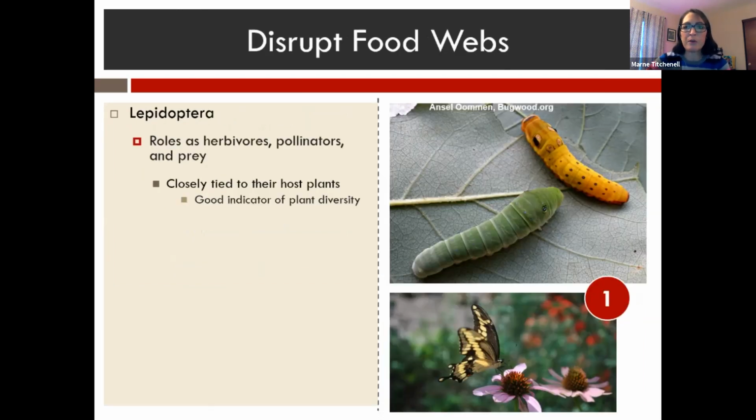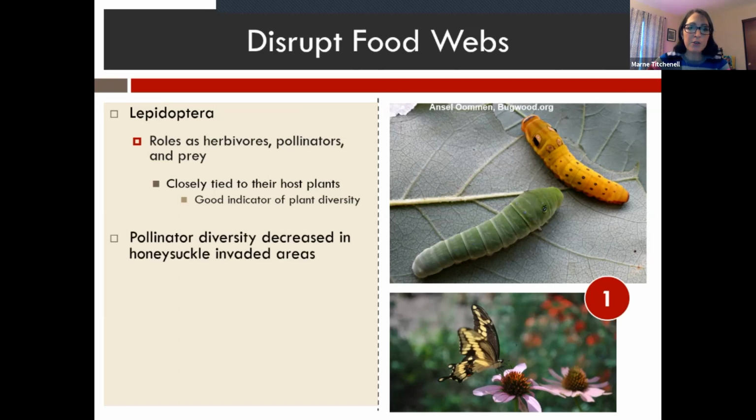And so maybe a more specific example of this is if we look at some impacts of non-native invasive plants on our lepidopterans. And if you're not familiar, Lepidoptera is a group of insects that constitutes our butterflies, our moths, and our skippers. And they serve many important roles as herbivores, as pollinators, and as prey. And as we're going to be talking in some detail about songbirds tonight, they are an incredibly important food resource to our songbirds as well.